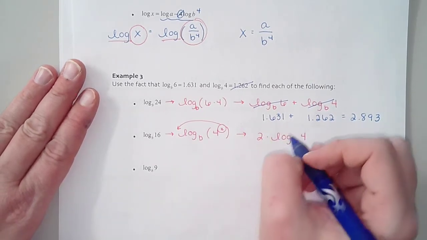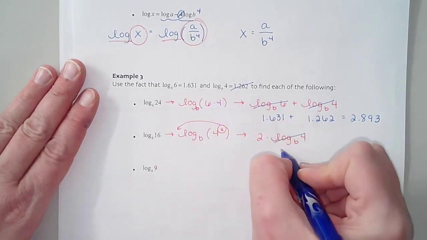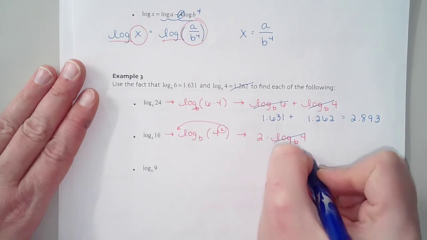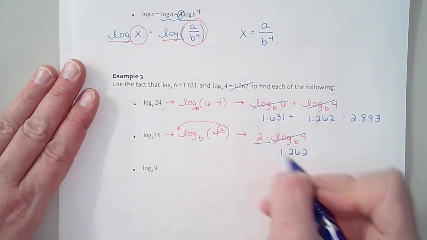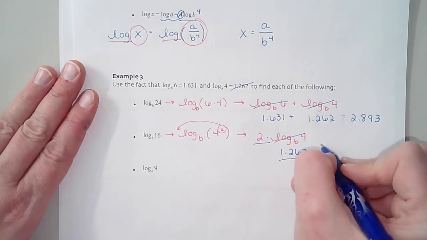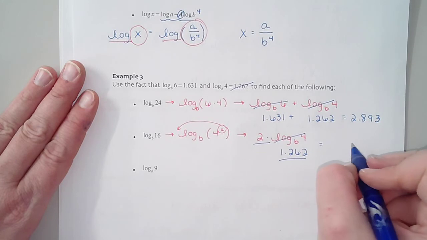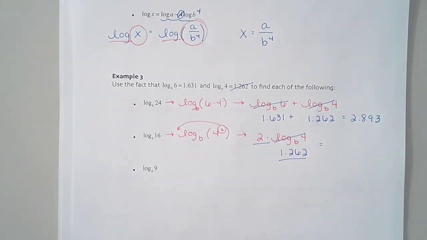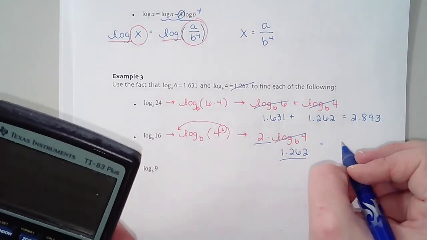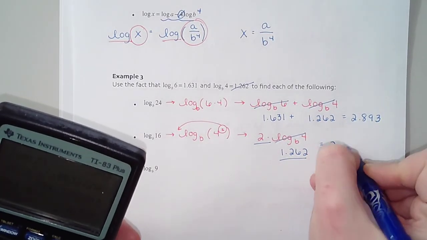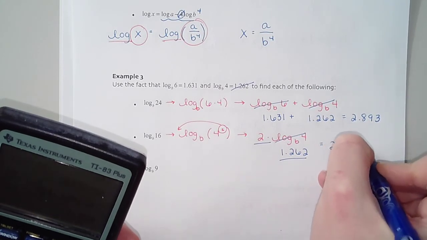And again, I know log base b of 4. It's 1.262. So what I'm really doing now is 2 times 1.262, which is going to give me, oh boy, I might screw this up. I would hate to screw up on a video and have it captured for all time. Okay, 2.524. That's what that's equal to.